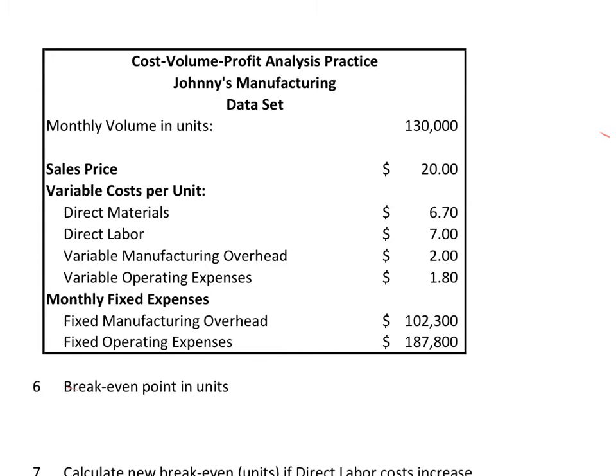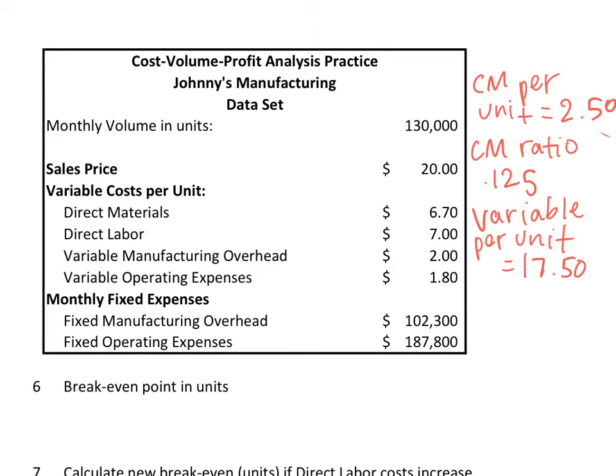So I'm going to write over here to the side, contribution margin per unit is $2.50. The contribution margin ratio is 0.125. Total variable costs are $17.50 per unit, and the total fixed costs are $290,100. If you have questions about the calculation of any of these items, please go back and refer to the first video from this series.